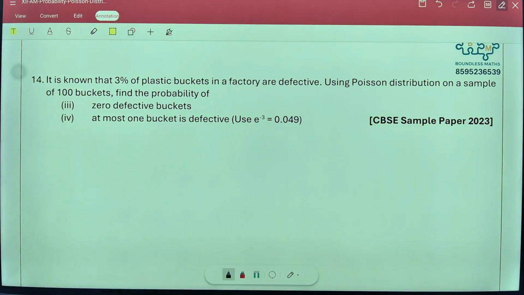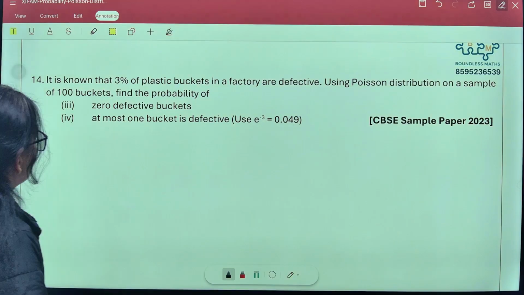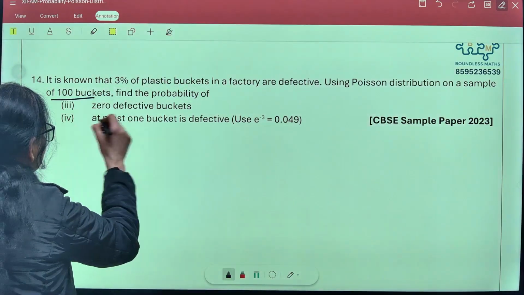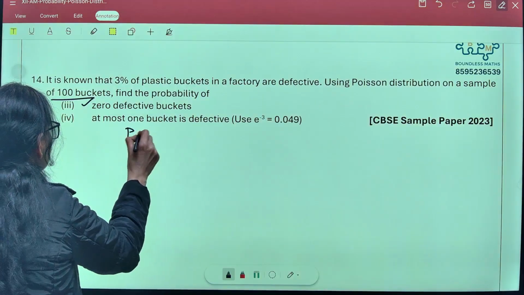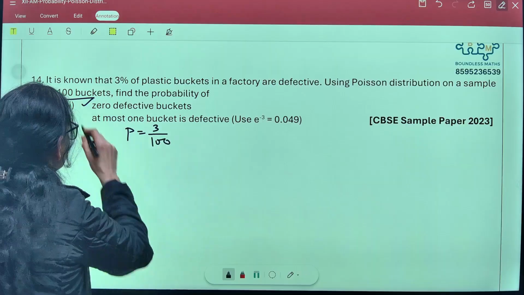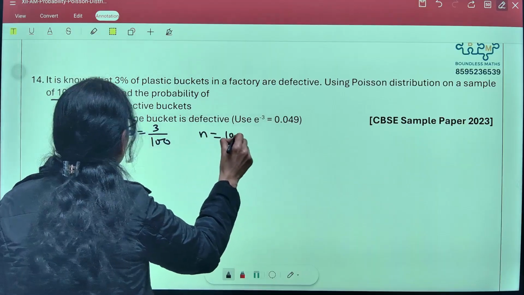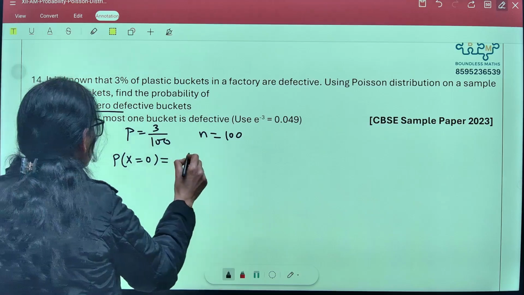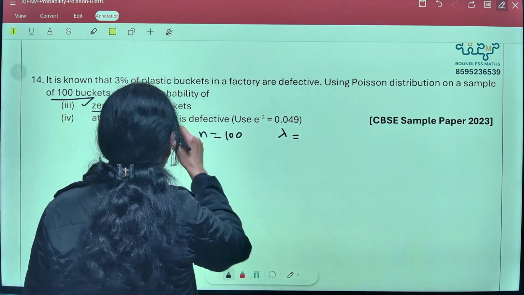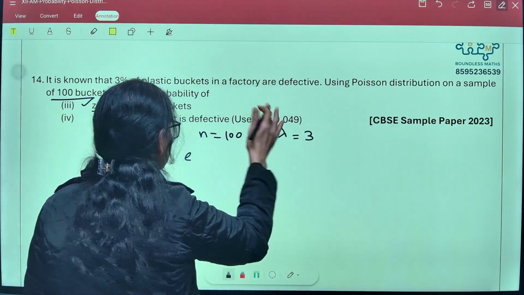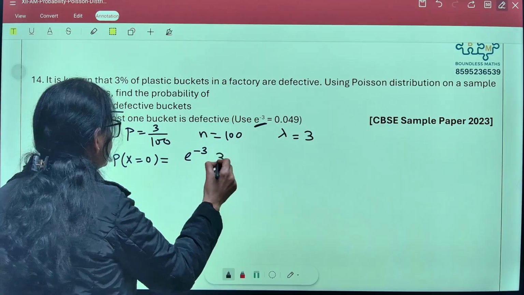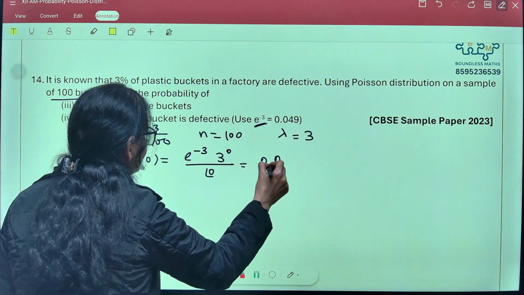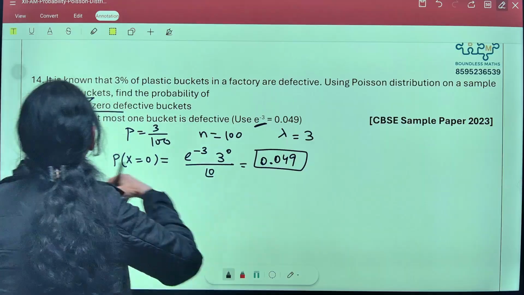So let's do it. It is known that 3% of plastic buckets produced in a factory are defective. Using Poisson distribution from a sample of 100 buckets, find the probability of 0 defective buckets. So you are given p is 3 by 100, n is 100, 0 defective buckets. That means you need to find P of x equal to 0. So e raised to power, what is lambda? Lambda is 3 by 100 into 100, which is 3. The hint is also there. So e raised to power minus 3, 3 to the power 0 upon 0 factorial. Put the value 0.049. So this is the probability for the first part.